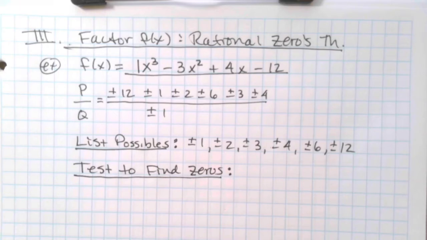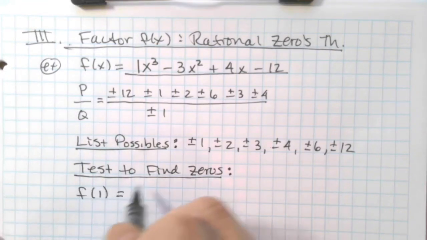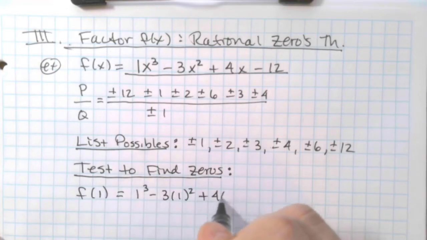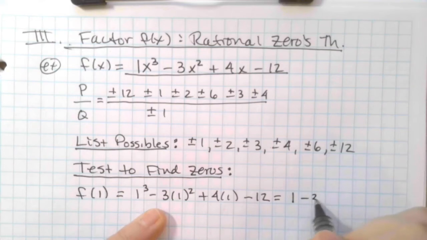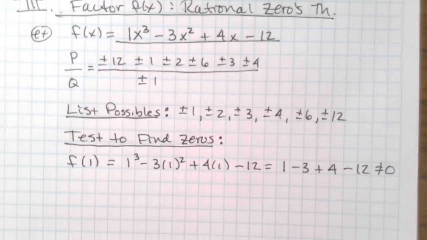And again, I like to start with 1. So I'm going to find f of 1. So 1 cubed minus 3 times 1 squared plus 4 times 1 minus 12. 1 cubed is 1. Minus 3 plus 4 minus 12. And you can just tell that's not going to be 0. So 1 is not a 0.